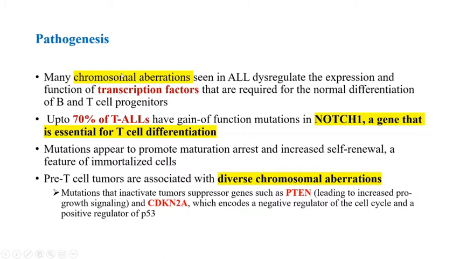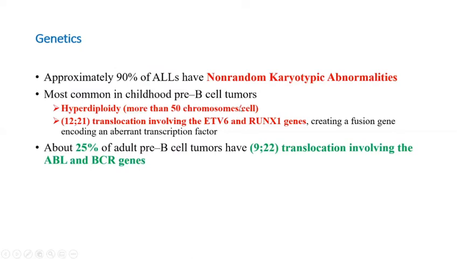Most of them show chromosomal aberrations, and they dysregulate transcription factors. 70% of T-ALL will have a defect in the Notch1 gene, which is essential for T cell differentiation. So there will be a defective Notch1 gene, and they can also have chromosomal aberrations. You should remember T cell: Notch1 abnormality, and in B cell ALL they will have non-random karyotypic abnormalities.